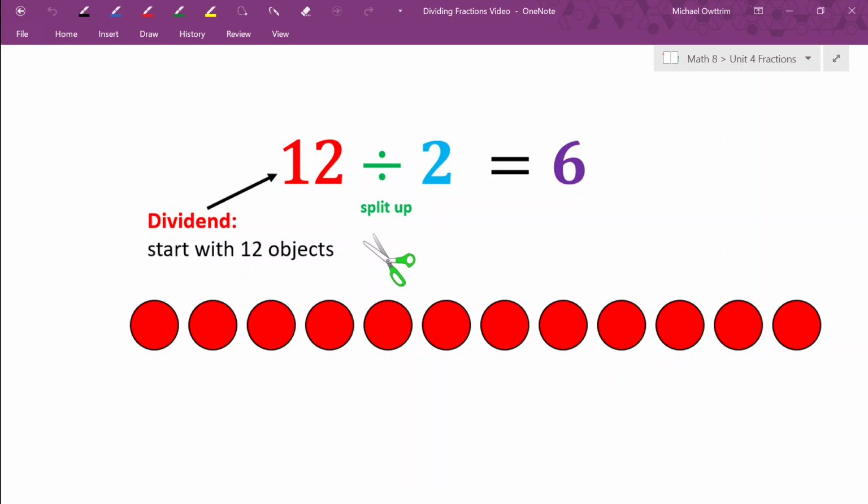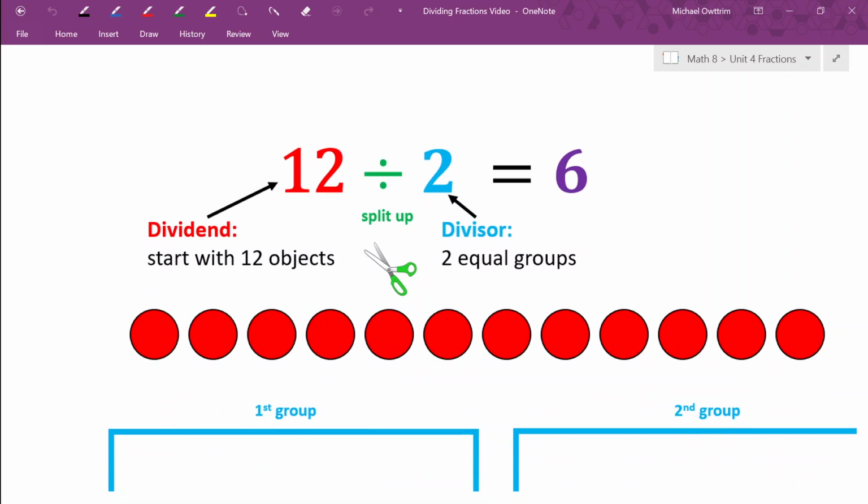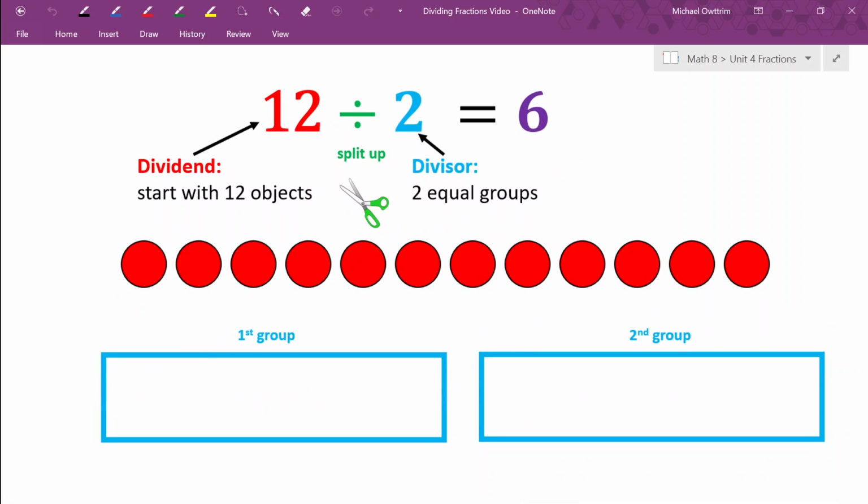Divide means to split up, so we're going to be splitting or cutting up this single group of red objects into some different things. Now the question is, what do we divide it up into? Well, our second number in our division statement is called our divisor, and there are different ways of thinking about the divisor, but one way is to think of it as the number of equal groups we're going to split up our 12 objects into. So that's the first way I'm going to do it. I'm going to look at that divisor of 2, and I'm going to say, okay, it's telling me to split up my 12 objects into 2 equal groups.